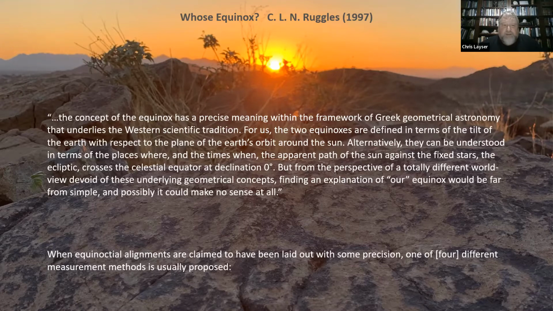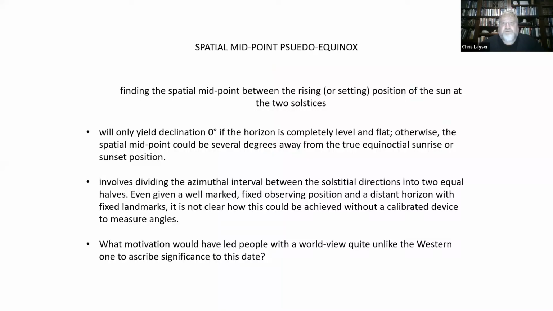And he claims that when equinoctial alignments are found within the archaeological record, or at least not found but proposed, they conform to one of four different methods of measurement or ideas or proposals. The first one he talks about, and I call these pseudo equinoxes, I mean, of course, the argument is that they're not really aligned to the equinox. But the first one he talks about is finding the spatial midpoint between the rising or the setting position of the sun at the two solstices.